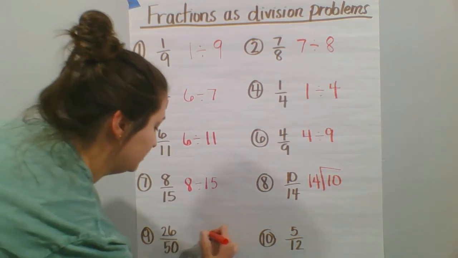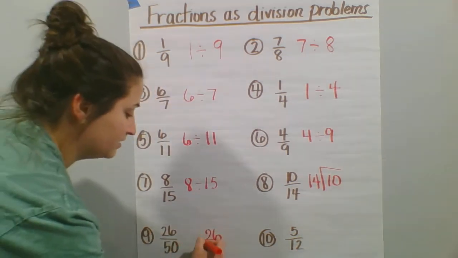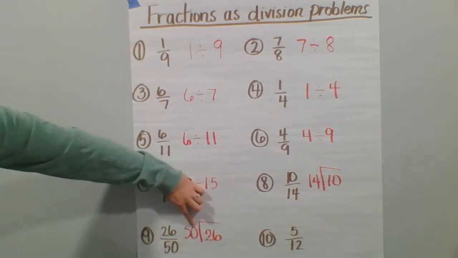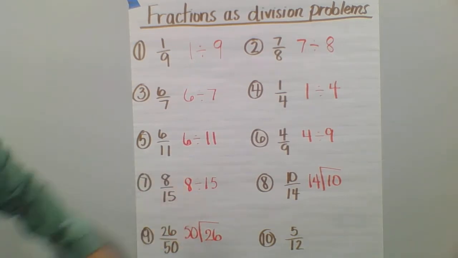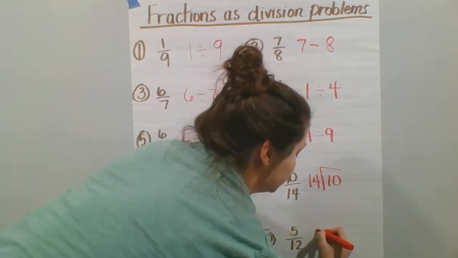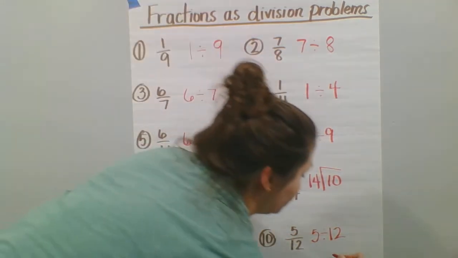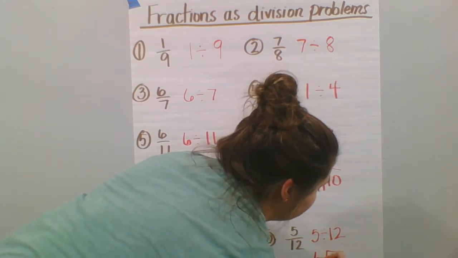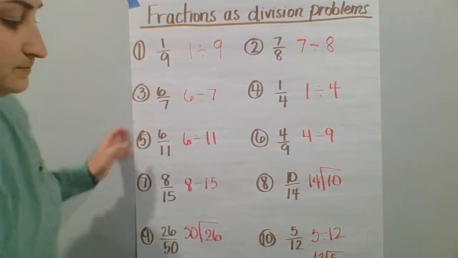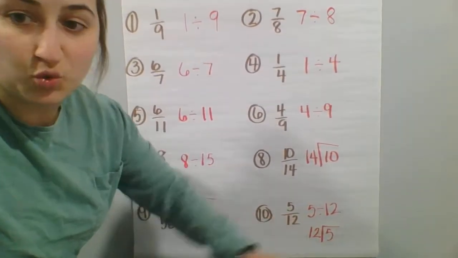Number 9, 26 would be on the inside, that's our dividend, divided by 50, which is our divisor, so numerator divided by the denominator. And then lastly, we have 5/12. So you could list it as 5 divided by 12, or 5 on the inside, 12 on the outside. Dividend is 5, divisor, can't really see it, divisor is 12.